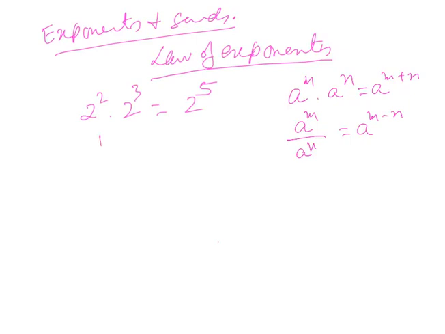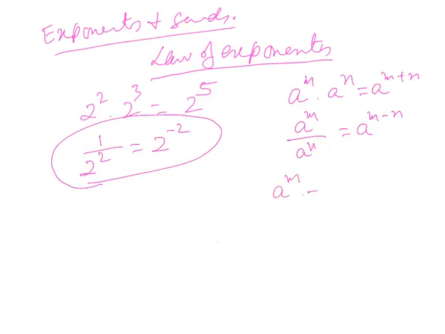Because you can see, we know that 2 to the power of 2 can also be written as 2 to the power of negative 2, right? So we are writing in positive exponents and negative exponents. If we write 1 over a to the power of n, I can write it as the reciprocal of a to the power of n, which is a to the power of minus n. So in fact, both of them are the same.